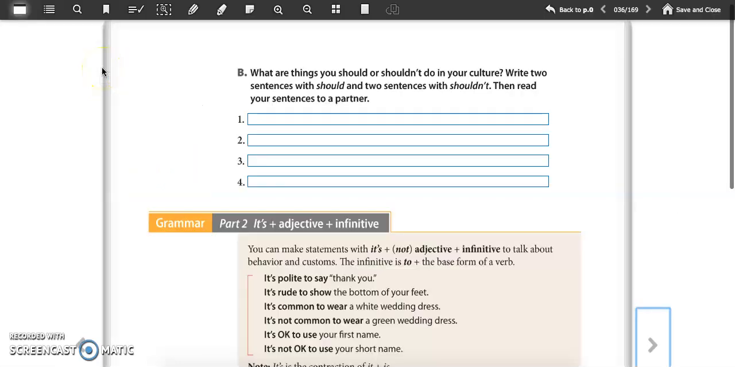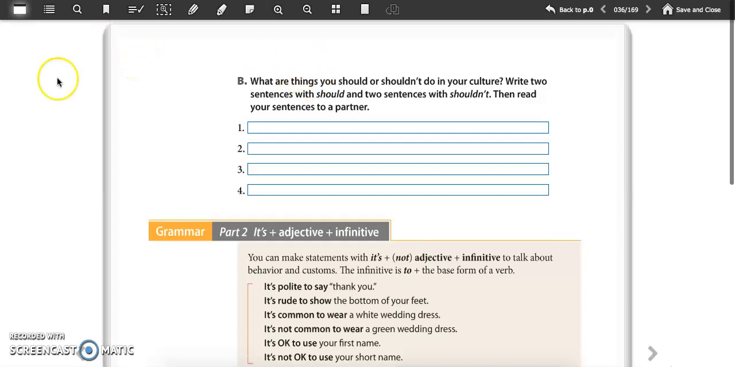Okay, now I want you to go to page 36 and complete Activity B. It says, what are things you should or shouldn't do in your culture? So we need you to write 2 sentences with should and 2 sentences with shouldn't. Obviously, you would need to do this exercise by yourself. For exercise B, there is no answer key because the answers will vary.